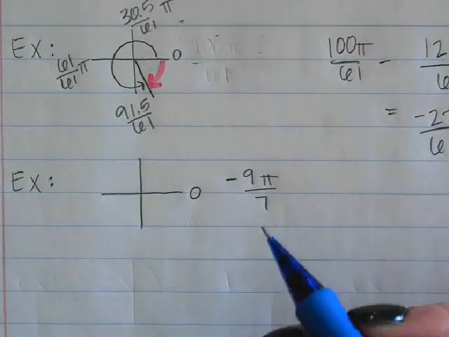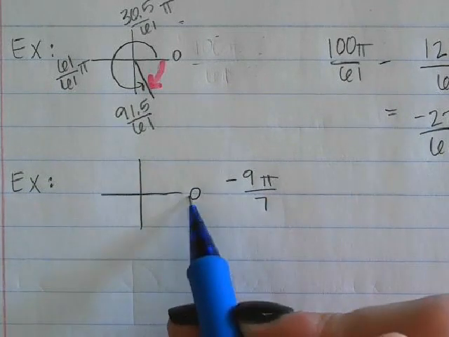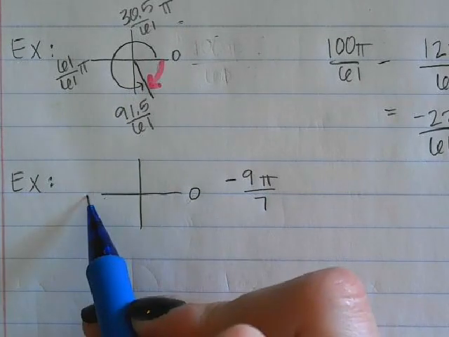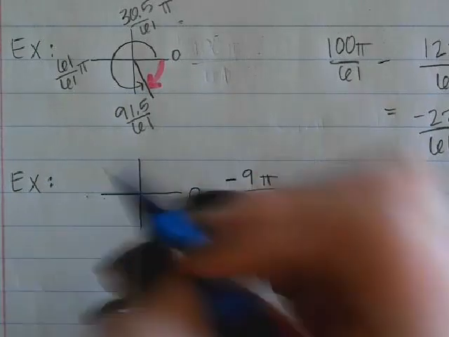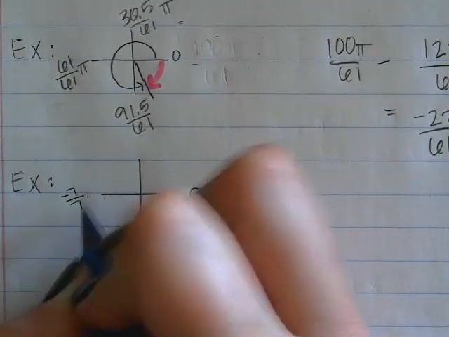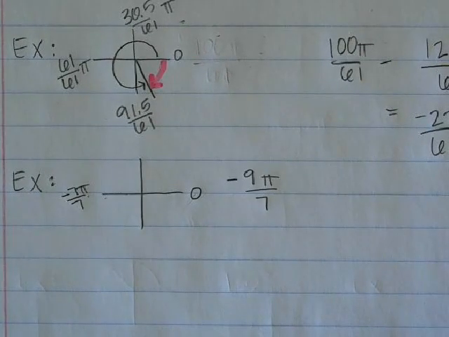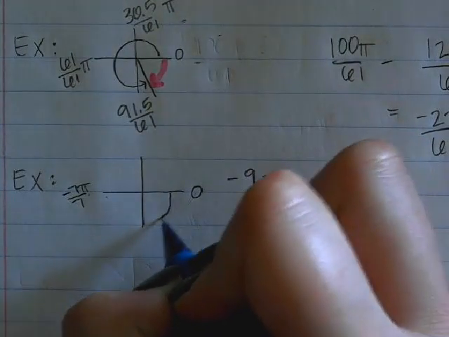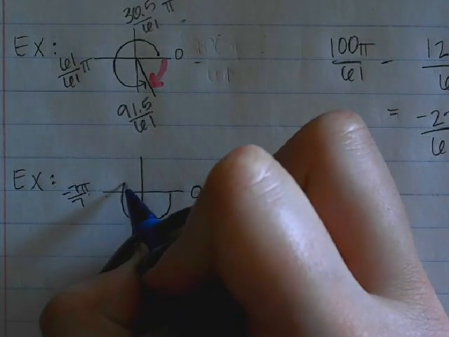So this is 0. We're going to go backwards, right? So this is 0. We go backwards. What's over here? Negative 7 sevenths. Okay, and then where should we end up? A little bit less in the middle. So negative 7 sevenths, and then 2 more sevenths.